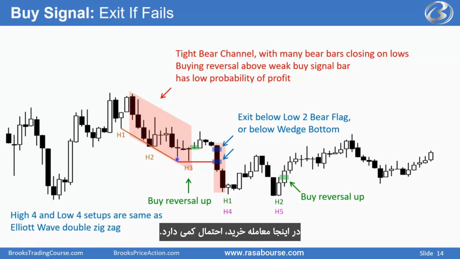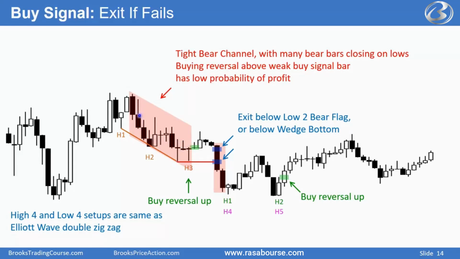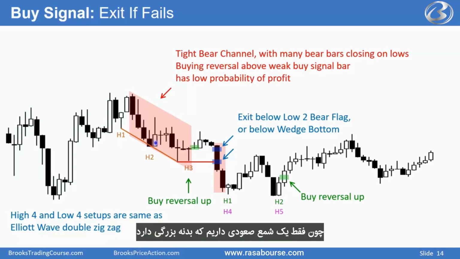This is actually a fairly low probability buy because there's only one decent bull body, and even that bar has a big tail on top. And we have 4 consecutive bear bars closing on their lows and then a weak buy signal bar. So this is probably going to be a minor reversal, which means a leg in a trading range. Low probability buy, much higher probability buy here.